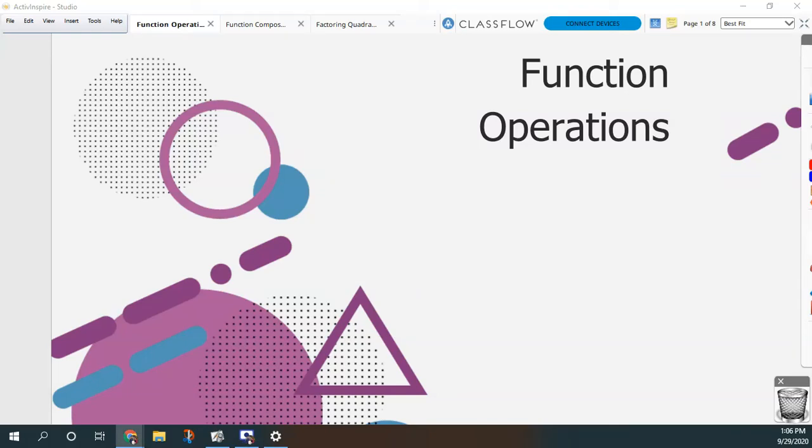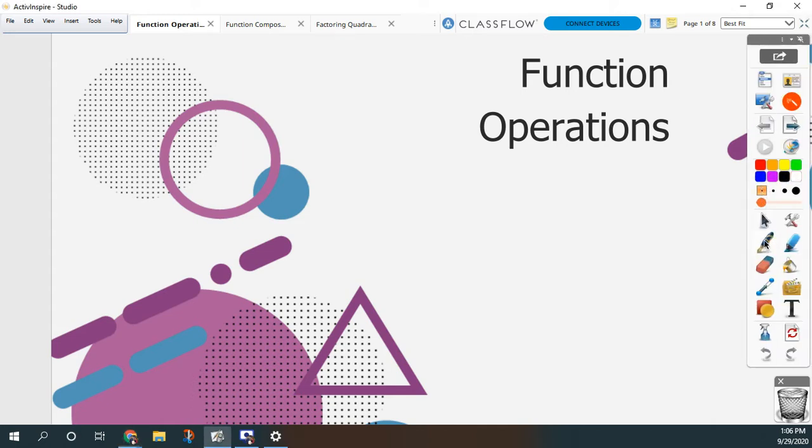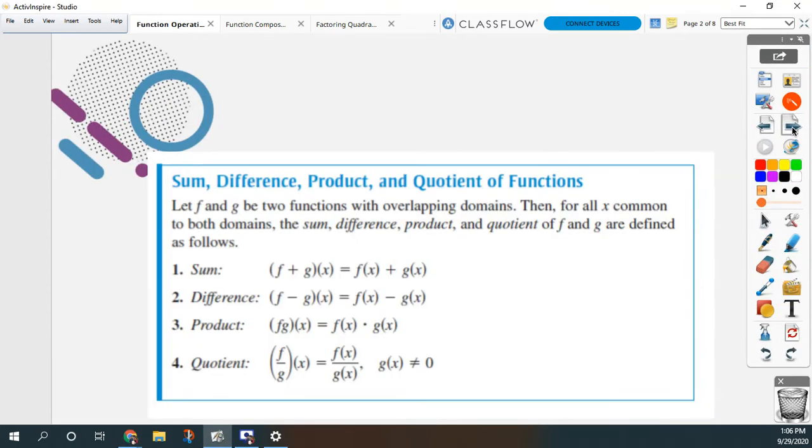So today we're going to be talking about function operations. We have been looking at the graphs of functions up until this point. So now we're going to start looking at some other types of operations that we have with them. So we have our main four operations: addition, subtraction, multiplication, and division, just like with our normal numbers. And they work pretty similarly to things that we've seen in the past.